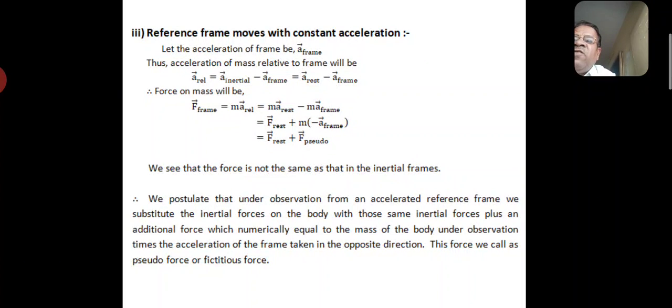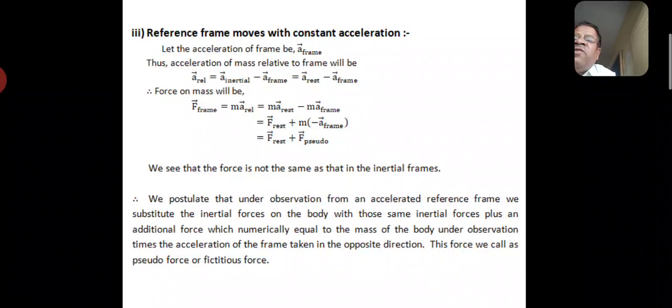We see that the force is not the same as that in the inertial frame. Therefore, we postulate that under observation from an accelerated reference frame, we substitute the inertial forces on the body with those same inertial forces plus an additional force which is numerically equal to the mass of the body under observation times the acceleration of the frame taken in the opposite direction. This force we call pseudo force or fictitious force.